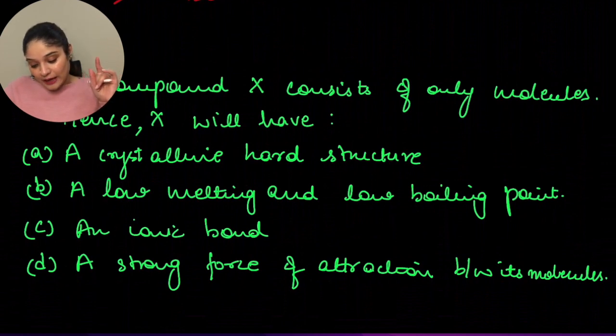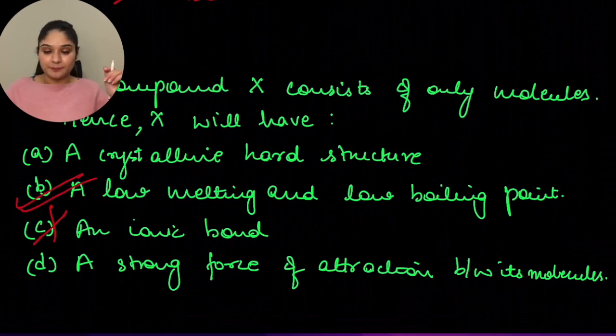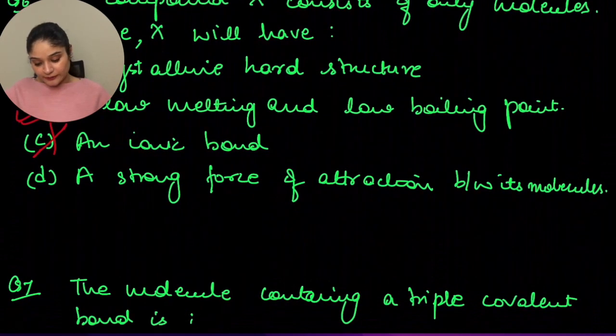So X would have A, a crystalline hard structure, B, a low melting and boiling point, C, an ionic bond, so not C definitely, or D, a strong force of attraction between its molecules. From the properties of covalent compounds, it should have a low melting and boiling point. So your answer should be B. Okay, let's move ahead to the next one.